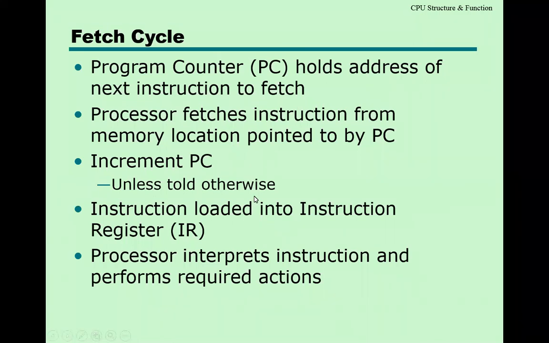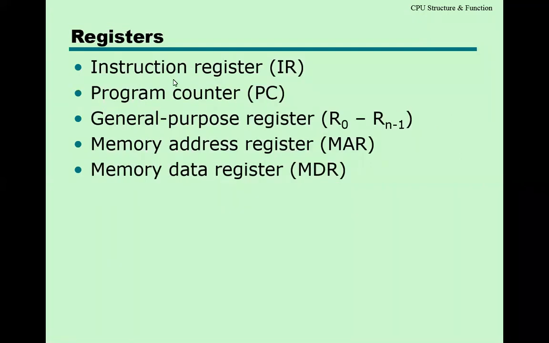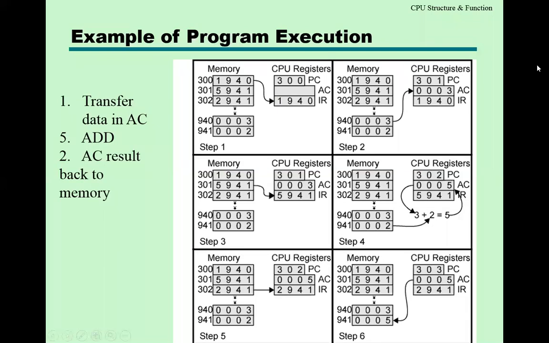In a fetch cycle, we have seen how the PC is incremented and how the instruction is loaded into the IR, and then the instruction is interpreted, executed by the ALU, and the result stored into the memory. In execution, your data moves between processor and memory, processor and input output, data processing and control. So in the execution cycle, these different registers we discussed yesterday. I hope you all understood up to here, whatever we discussed yesterday.